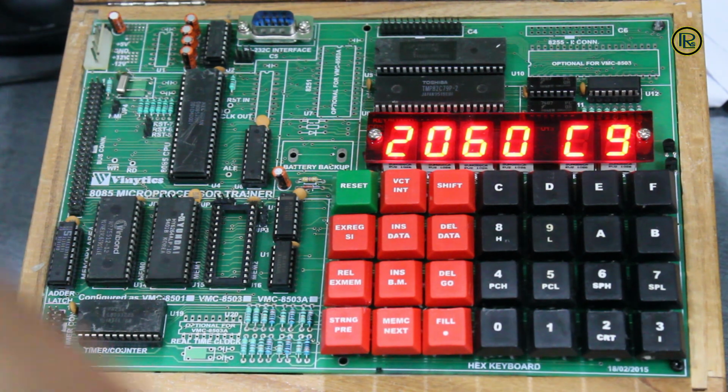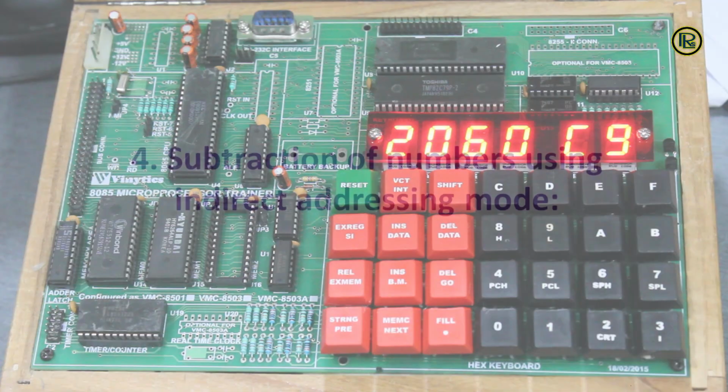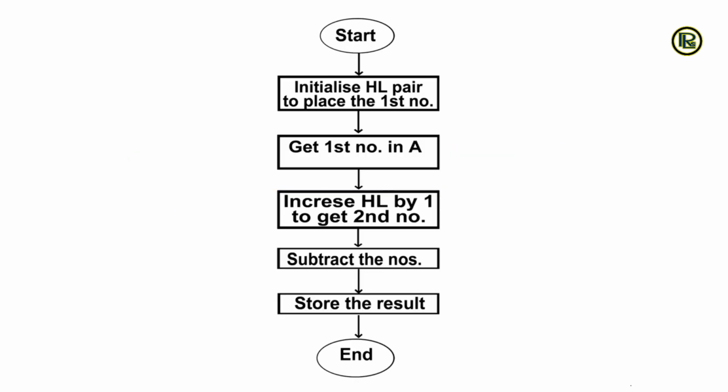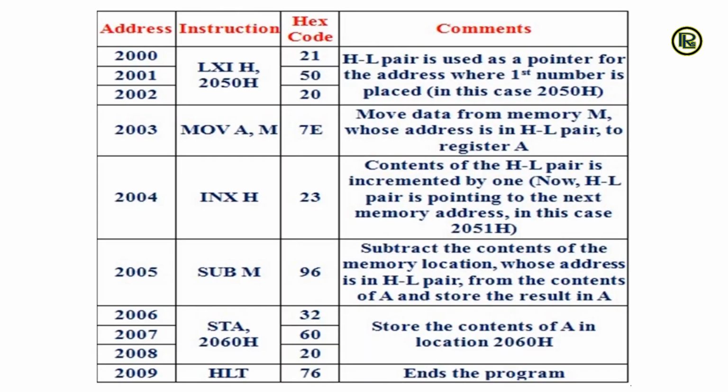Next, let's go back to the slide once again. To write the program for subtraction of numbers using indirect addressing mode. And this is the flowchart for indirect addressing mode. So we have to start and then initialize HL pair to place the first number, get the first number in A, and increase HL pair by 1 to get the second number, then subtract the numbers, store the result, and end. And here is the program.